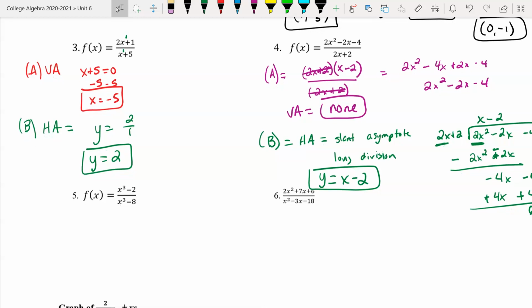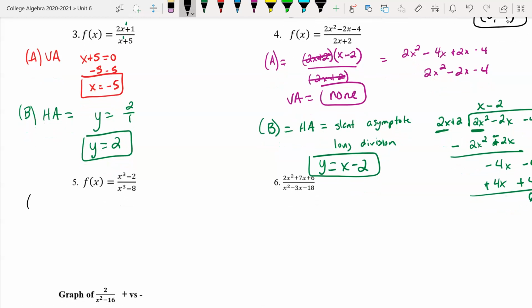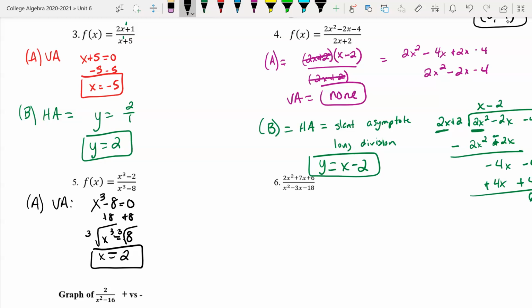Number 5. Vertical asymptote you would factor. But this one, it's already kind of factored with the x cubed minus 8. Don't need to worry about it too much, but what you do need to do is set it equal to 0 still and solve it. Now, how do you get rid of a cube? Well, you got to cube root both sides, and hopefully you know your cube roots. The cube root of 8 would be 2, so my vertical asymptote is x equals 2.